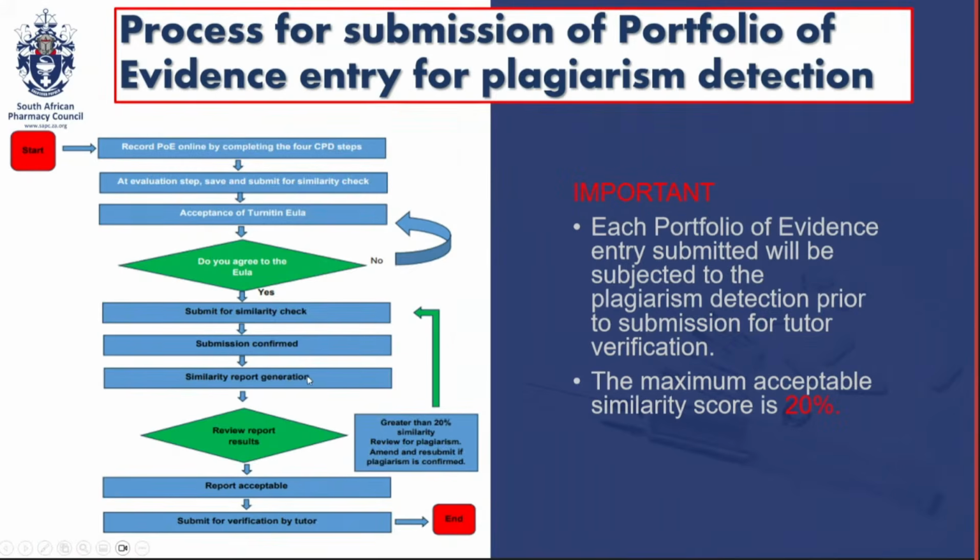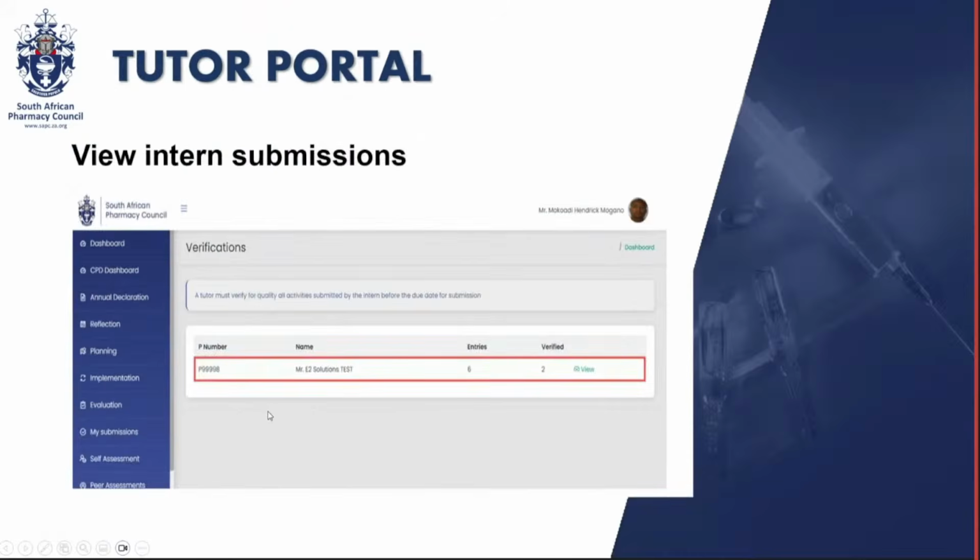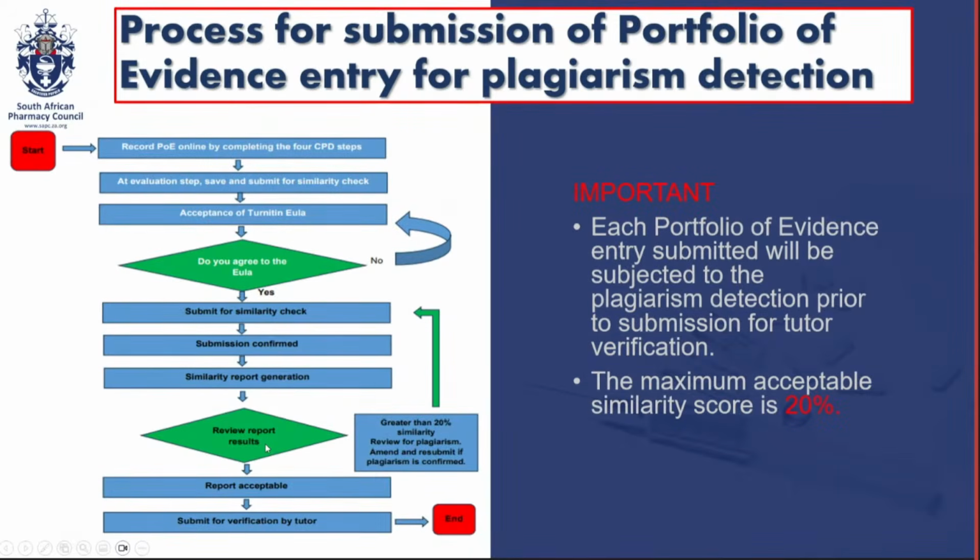There will be a communication to say when the report will be available, depending on how busy the system is at that time. Sometimes it takes longer, sometimes it can be available immediately. And then the intern will review the report. If the similarity score is 20% and above, unfortunately, the intern won't be successful in that entry.